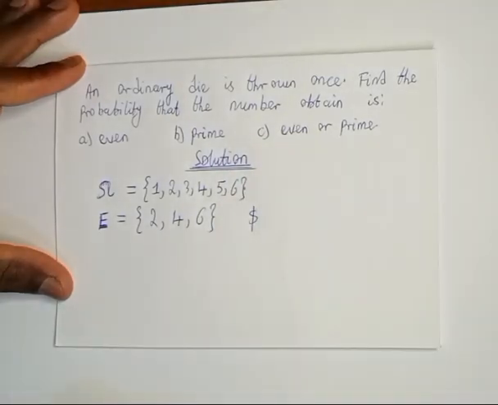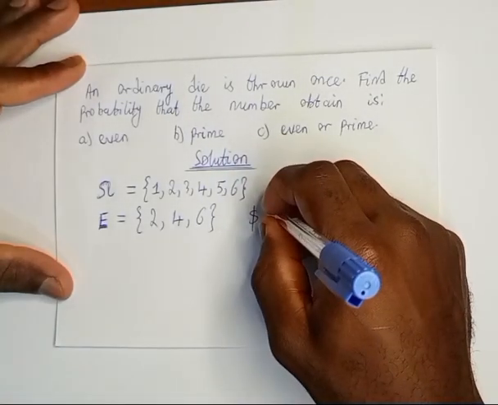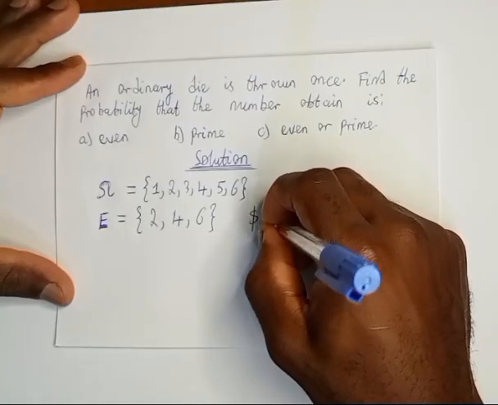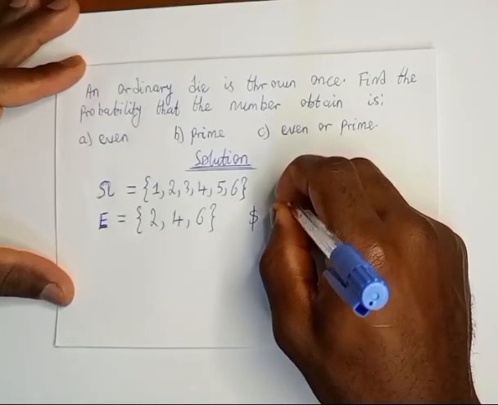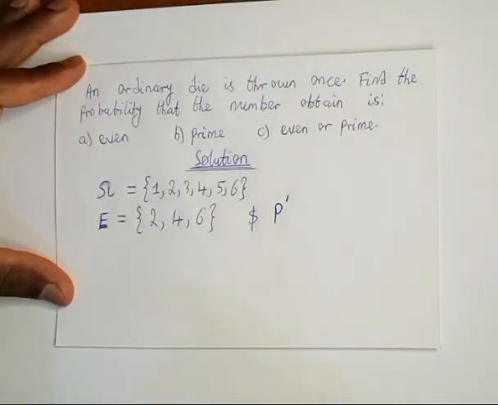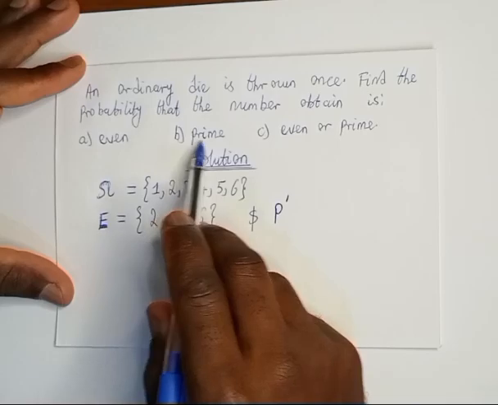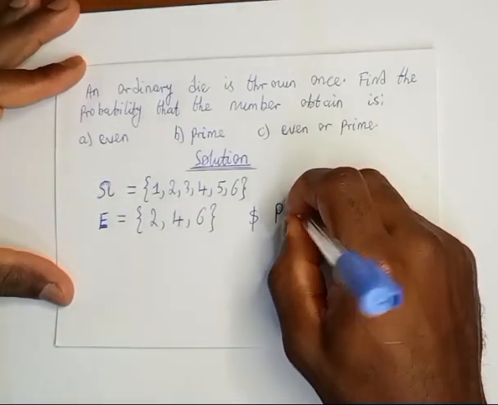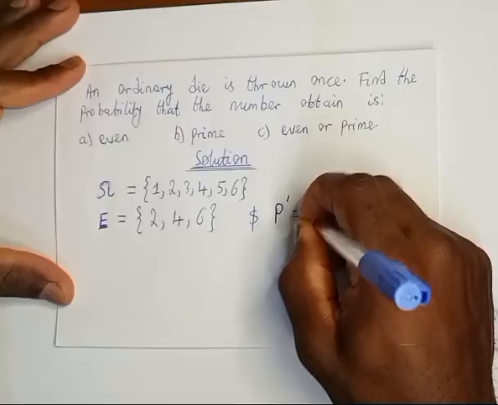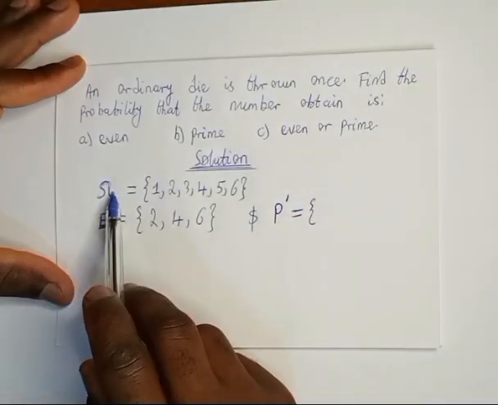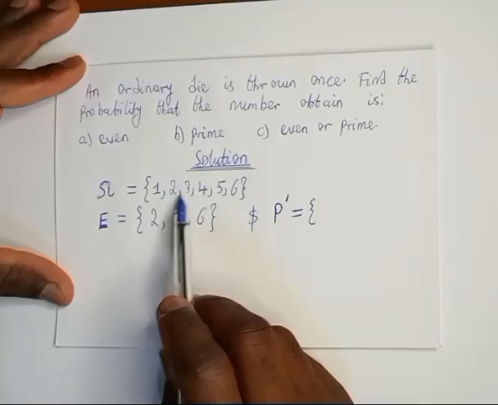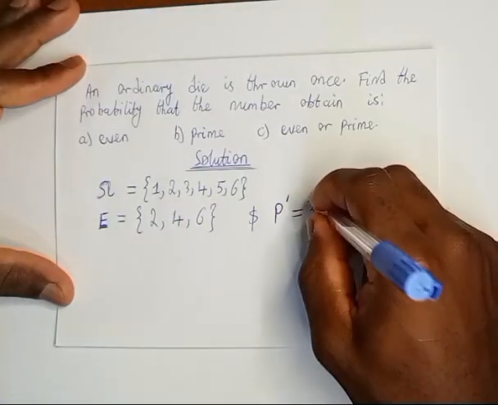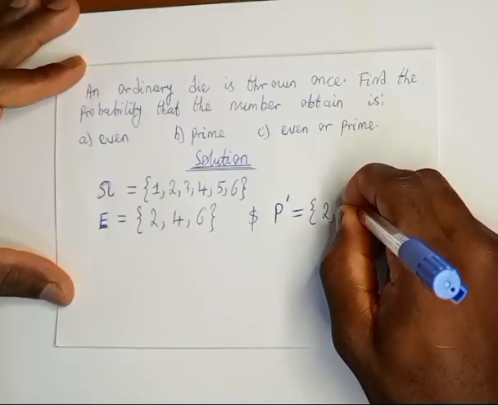And we let P prime stand for the event of prime numbers. This will simply be equal to, looking at the sample space, the prime numbers: 2, 3, and 5.